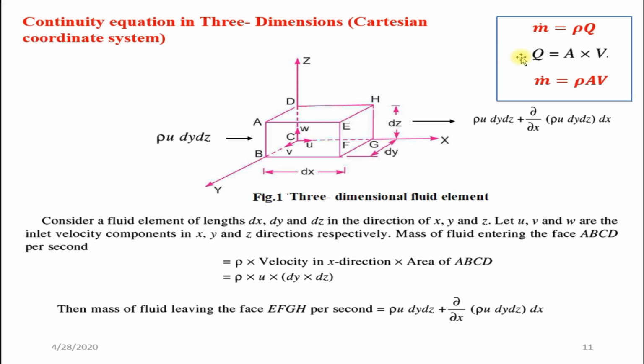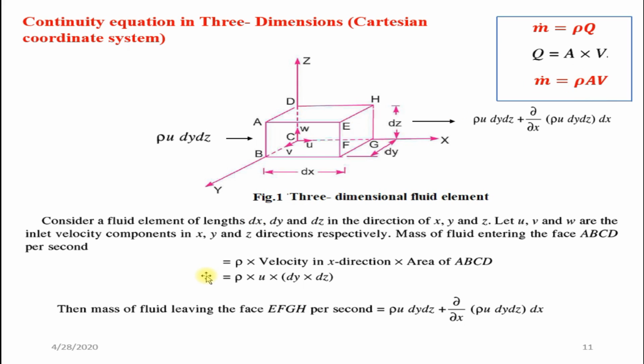For that we need 3 fundamental equations. Mass flow rate is equal to rho into Q, which we have already used while solving problems from the continuity equation, that is area into velocity. Therefore, mass flow rate is equal to rho into area into velocity. This is a very important equation. The same equation will be used throughout the derivation.